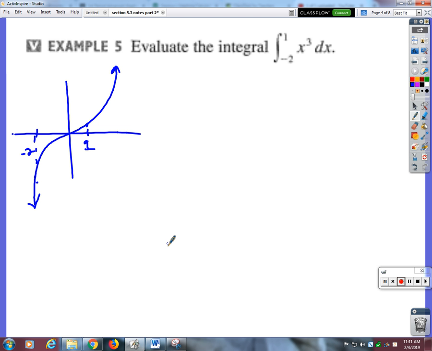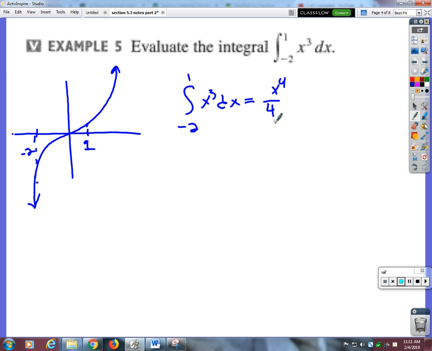It's going to be negative. Why? Because there's more area underneath than there is above. Yeah, okay? So we should expect a negative answer. All right, so we're going to go -2 to 1, x cubed dx. What's the antiderivative of x cubed? It is x to the 4th over 4.